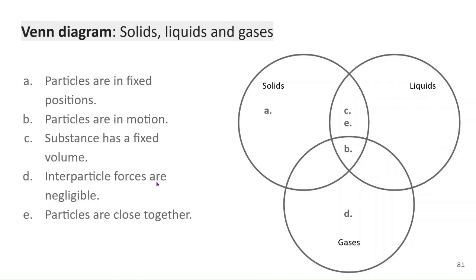D is the interparticle forces are negligible, and that is just gases, right? Gases are flying around. They are not really bonded to each other in any way, whereas solids and liquids are, which is why they both have a fixed volume. And then E, particles are close together. We would say this is solids and liquids. Gases are not.